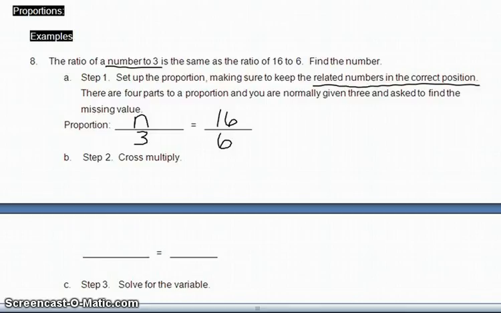Next, solving these, we're going to cross multiply. What that means is you take the numerator of the first fraction and you multiply it by the denominator of the second. So n times 6 is 6n. And then we take the denominator of the first fraction and we multiply it by the numerator. 3 times 16 is 48. Now in our last step we simply solve for the variable.